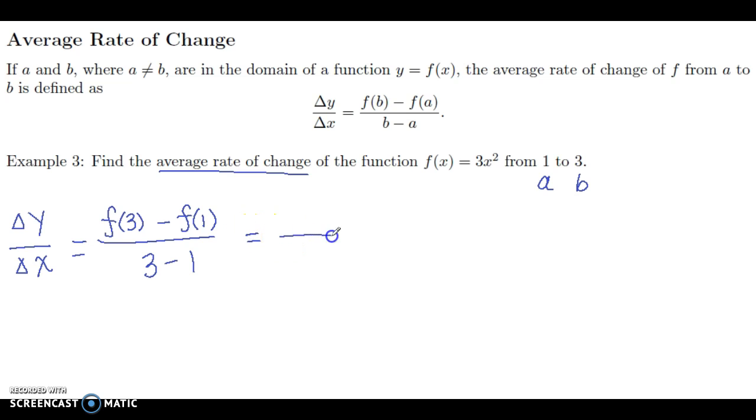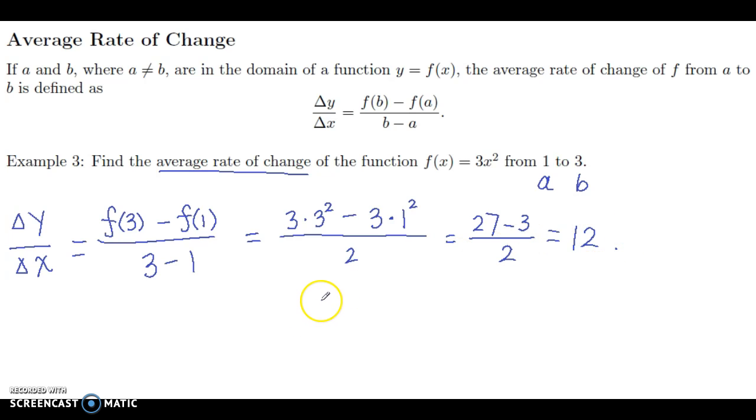So that will equal, now we evaluate f of 3. So that is 3 times 3 squared minus f of 1, which is 3 times 1 squared, all over 3 minus 1, which is just 2. So it's just 27 subtract 3 divided by 2, and that is 12. So the average rate of change for the function 3x squared from 1 to 3 is 12.